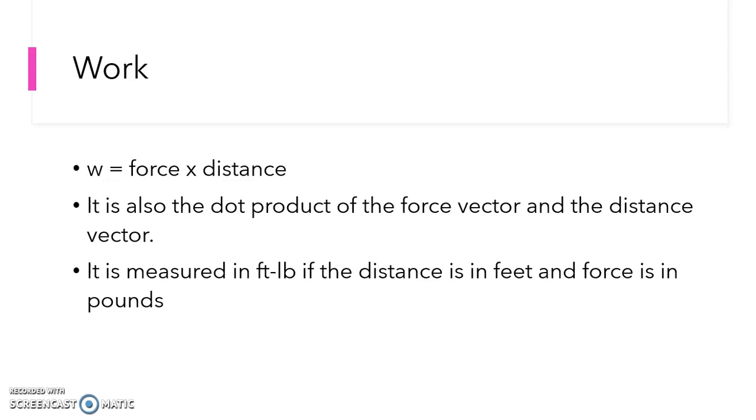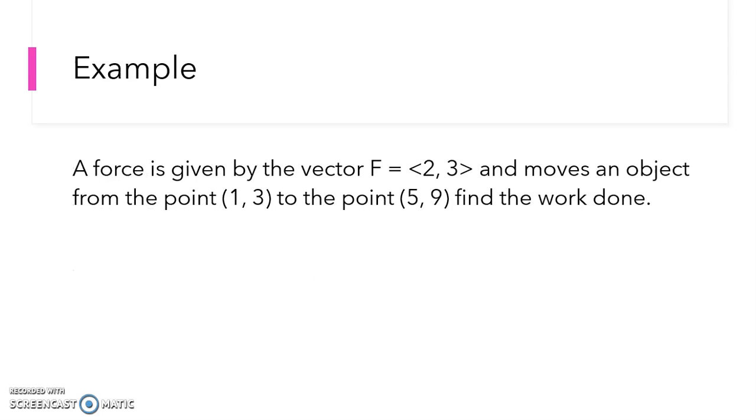Let's take a look at some examples where we need to apply force times distance, or force dot distance if we're dealing in vectors. In this example, it says a force is given by the vector F, which is 2, 3, and it moves an object from the point 1, 3 to the point 5, 9. They want us to find the work done.